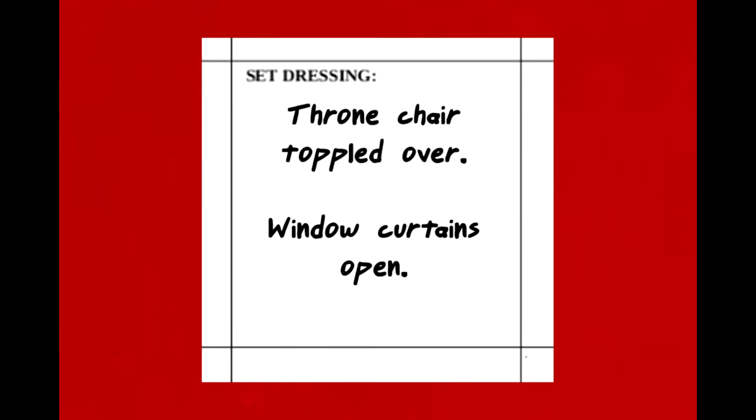The set dressing section I usually leave for whenever something has to be changed on an existing set. In this particular case, the throne chair would have been toppled over from a fight in a previous scene, and the window curtains would have been opened. They may have been closed in an earlier scene, or they may be closed in a later scene. So with your set dressing, you're generally going to want to put in any notes as to anything that has changed that isn't necessarily touched by the characters in that scene, but has changed over the course of the story.